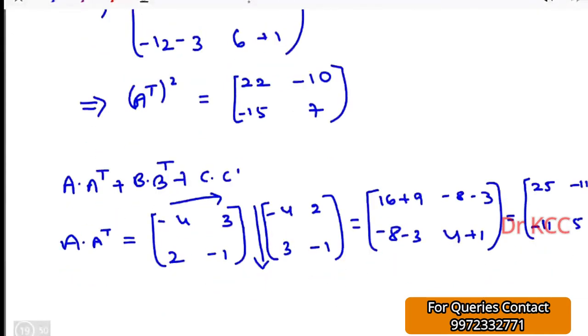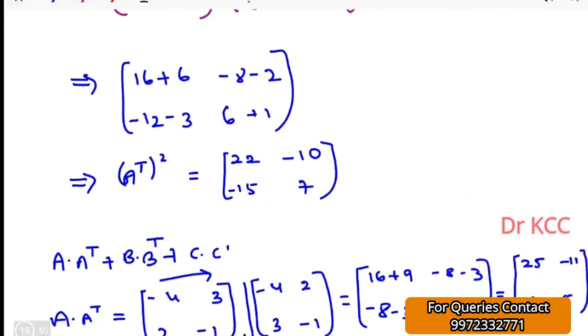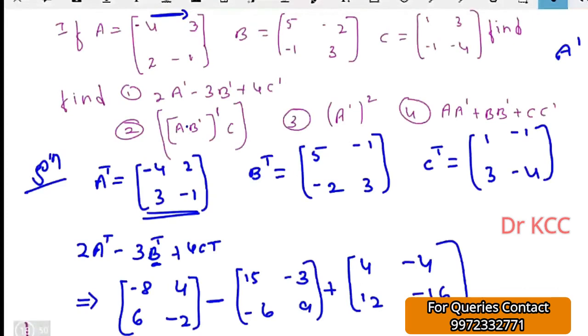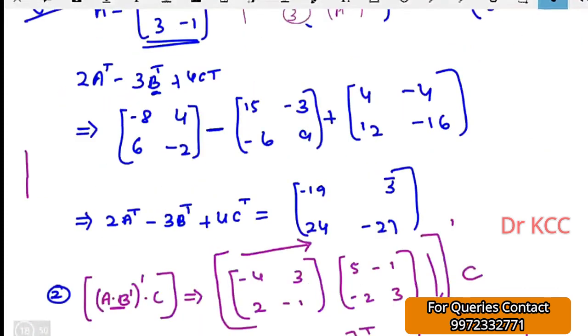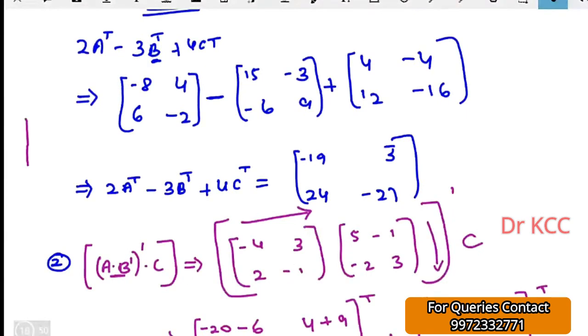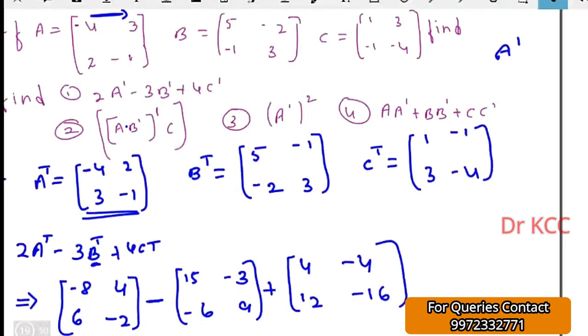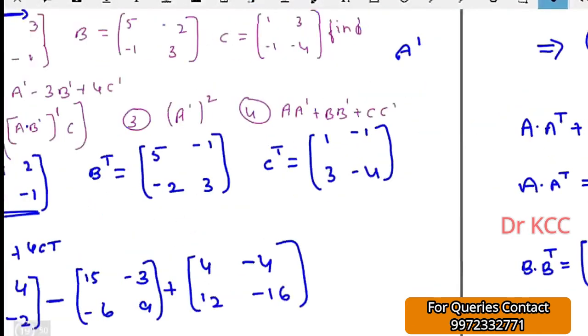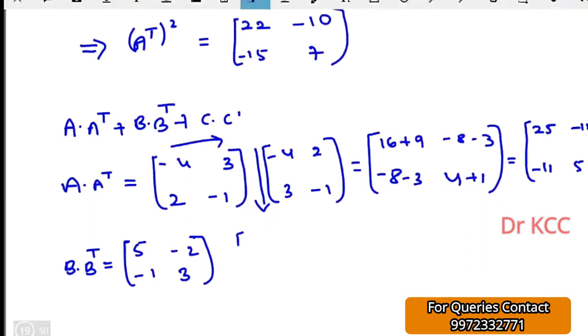Now we'll go for B into B transpose. For that we need to know what is B matrix. B matrix is 5, minus 2, minus 3, 1. So just a cross check: 5, minus 2, minus 1, 3, minus 2, minus 1, 3. This is your B matrix. Then what is the transpose of it now? The transpose is 5, minus 2, minus 1, 3.